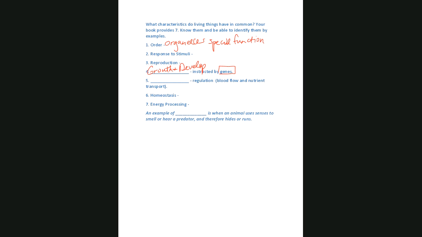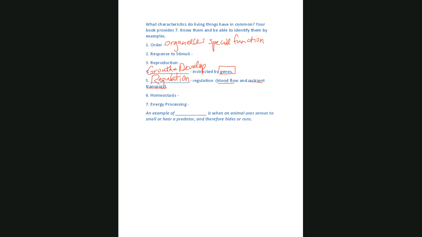Okay. And then we have regulation. I really wanted you to understand that there is regulation. An example of regulation in a living system would be the blood flow throughout your body, or the way that you absorb nutrients and transport them. Okay, so that your blood sugar doesn't get too high, it doesn't get too low.